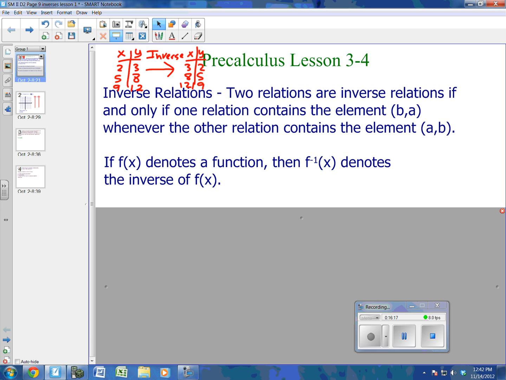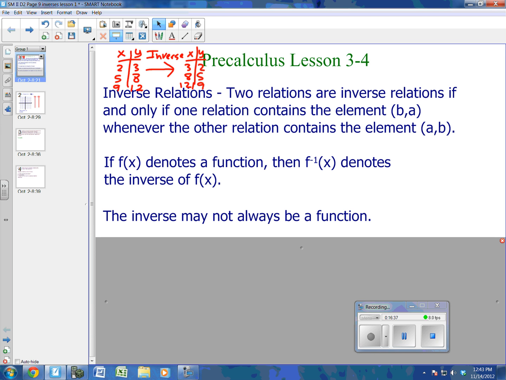This is the symbol for inverses. I want everybody to say it. F inverse of x. That's how you read it. When you see that, it says F inverse of x. Okay, say it one more time. F inverse of x.